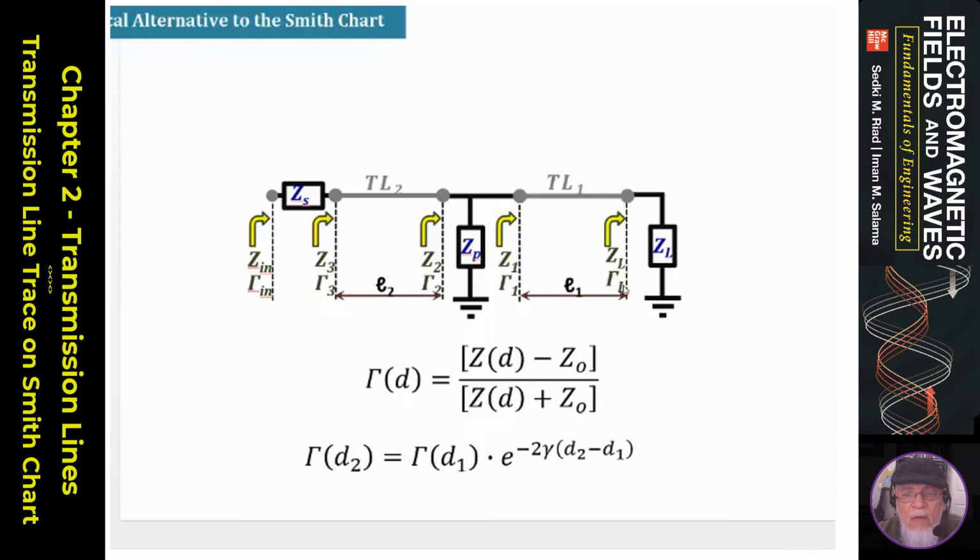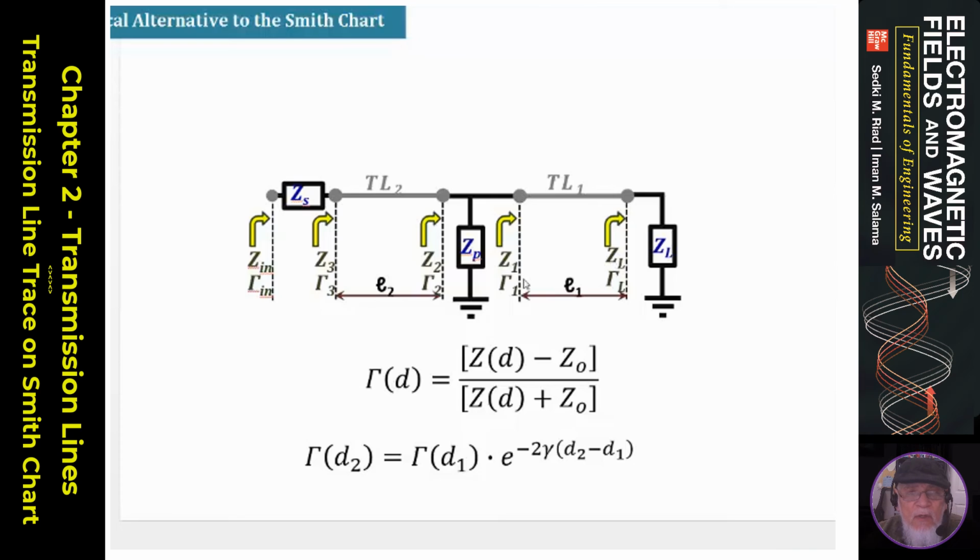At the load end, we can start knowing ZL. Z naught is already known. I can get gamma at that particular location, so I can just put D as subscript L here. So gamma L is equal to ZL minus Z naught divided by ZL plus Z naught. So I can find gamma L knowing ZL. I use this equation to find gamma at L.